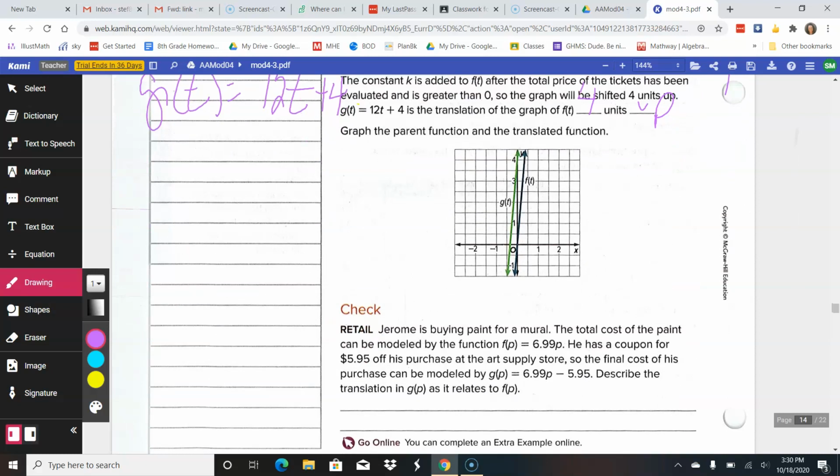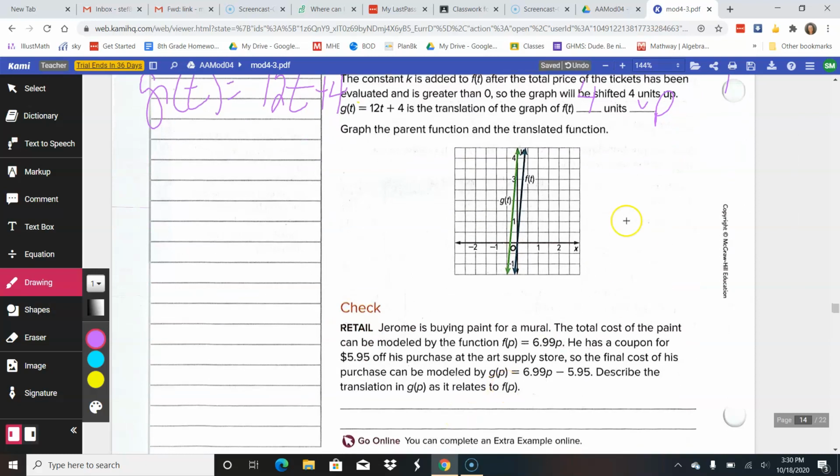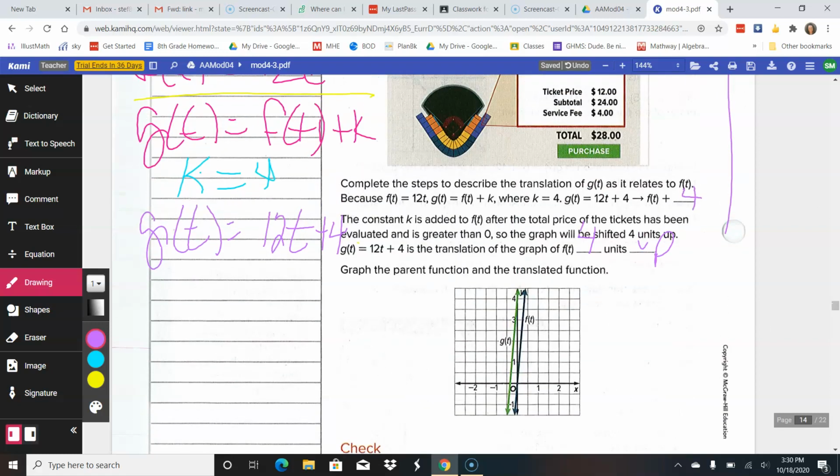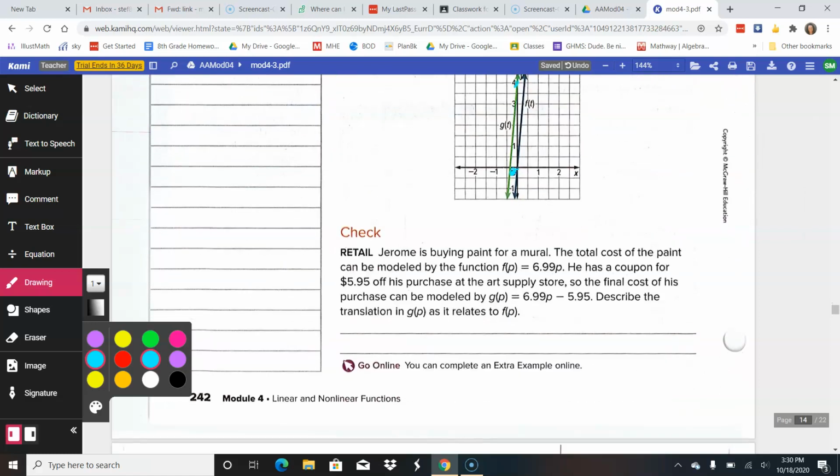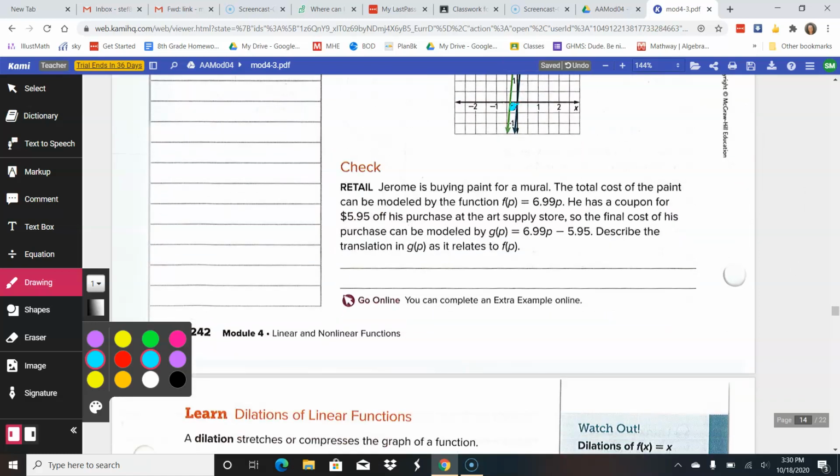If I look at the graph of this, there's my normal graph here. This is my f of t graph, and I'm going 4 units up. And don't forget, it's going to be a little bit steeper because it's 12 times t plus that 4. I'm moving it 4 units up from the 0 here, from my 0, 0 up to my 0, 4 there. Okay? So go ahead and I want you to actually graph.